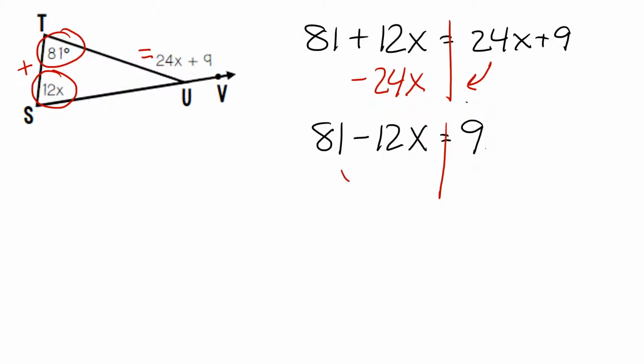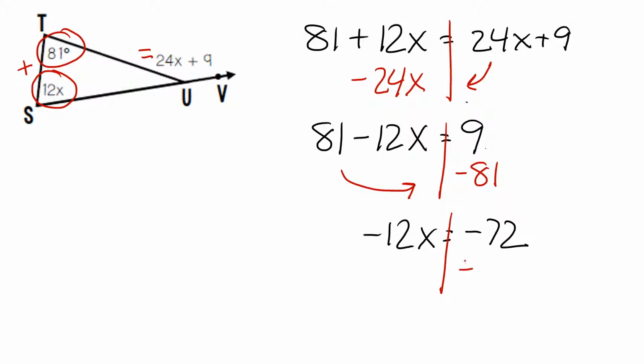Still combining like terms, 81 and 9 are on opposite sides, so we do the opposite operation. Instead of 81, we do a minus 81. 9 minus 81 is going to give us a negative 72. Make sure you bring down that negative 12. And our last step is to divide. We divide by negative 12. Negative 72 divided by negative 12 is going to give us a positive 6. X equals 6.